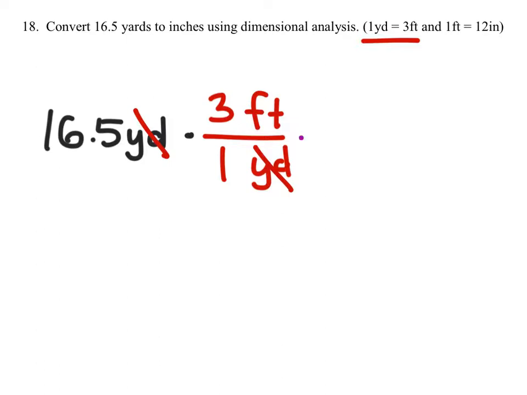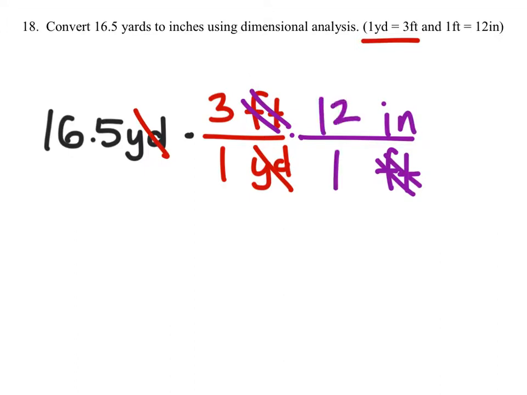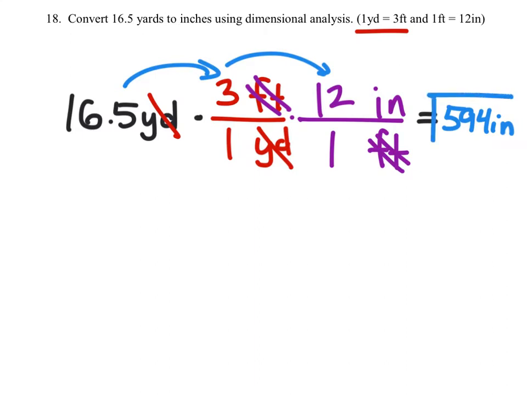We don't want the answer to be in feet, we want it to be in inches. So we're going to have to multiply this by another fraction, but we want the feet to be in the denominator so that they will cancel out. And we'll compare feet to inches. And every 1 foot is 12 inches. So all we've got to do is multiply the numerators. So 16.5 times 3 times 12. And I get 594 inches. And that would be our answer for this one.